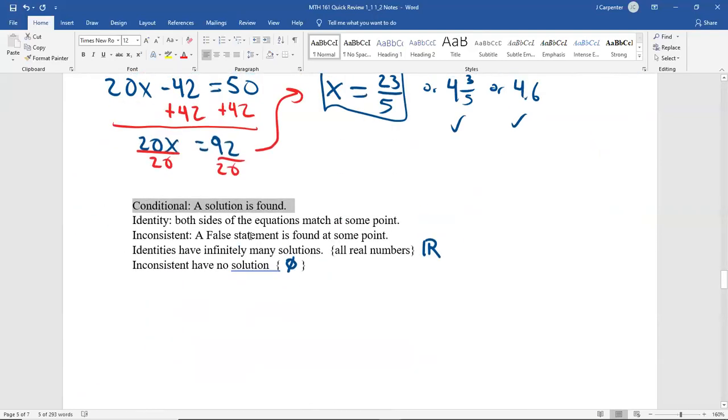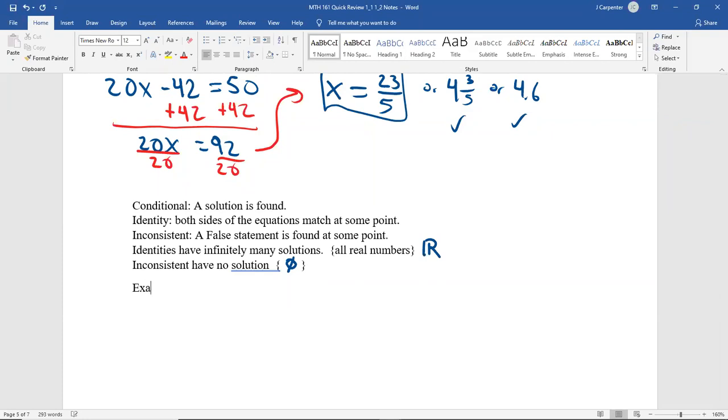So these are the 3 types of equations we can have: conditionals, identities, and inconsistents. Identities means everything is a solution, essentially. Inconsistent means nothing is a solution. So identities means that you get a true statement. Inconsistent means false. False is the opposite of true. Identities have everything as a solution. Inconsistents have nothing. Everything is the opposite of nothing.